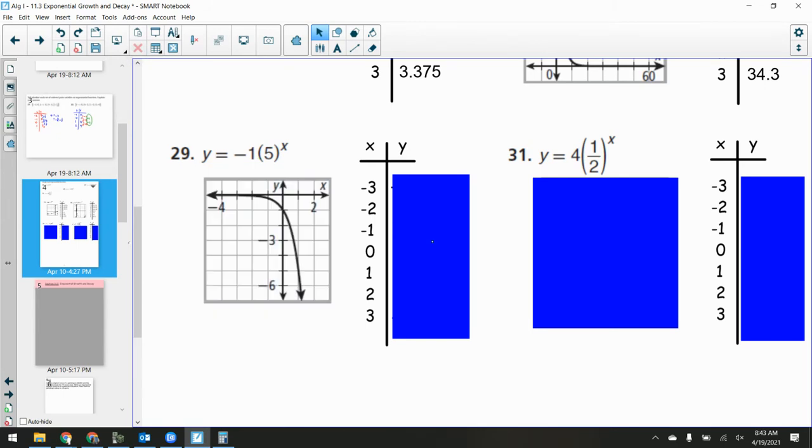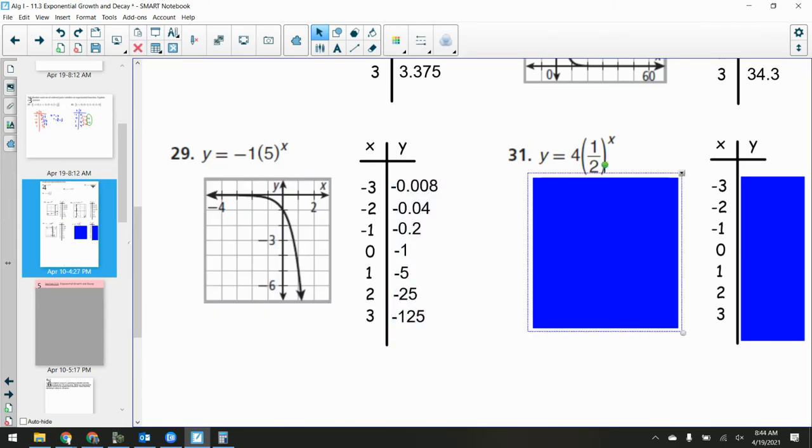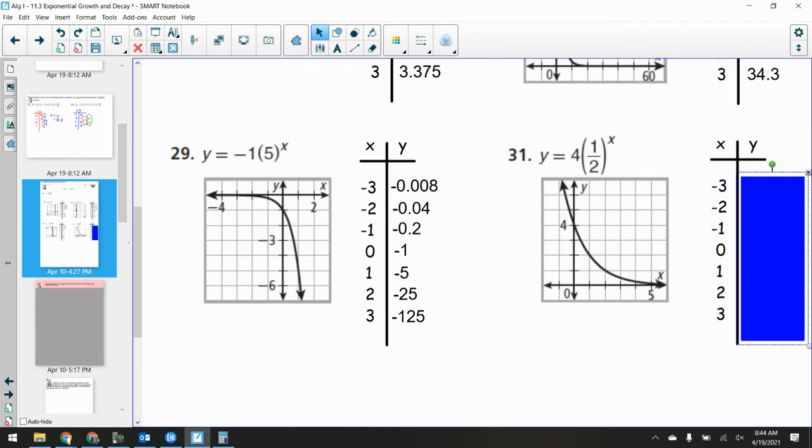Honestly, these should have been pretty easy for you guys. All you're doing is just plugging in numbers. They're either going to get really big really fast or really small really fast.